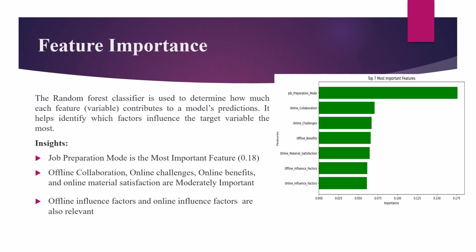Moving on, the feature importance. The random forest classifier showed that job preparation mode was the strongest predictor of a student's preferred grade mode. Other important factors included online collaboration, material satisfaction, and offline support systems.